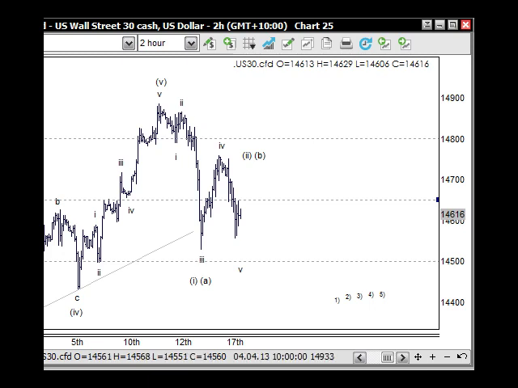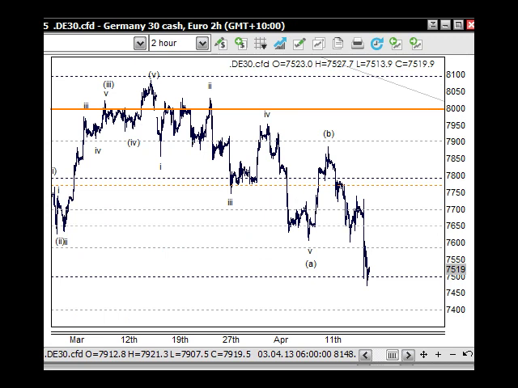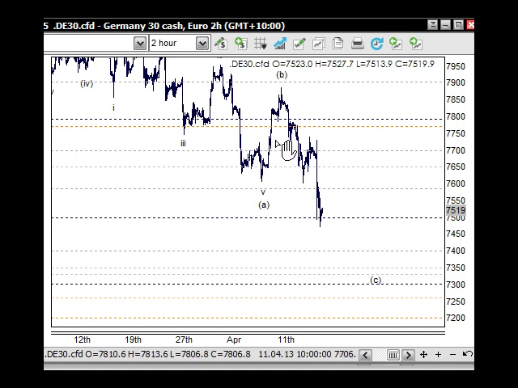So when we do look at Europe here, on the 2-hour chart, we can see that from the 8,000 here on the DAX, it's just been moving to the downside. I've counted this down as wave A and B here, and looking for C down lower through here with a 5-wave structure, the 1, the 2, the 3, the 4, and the 5 coming down through here.